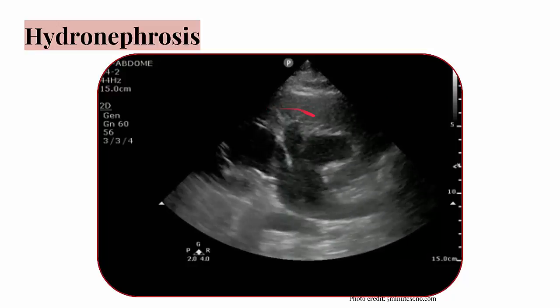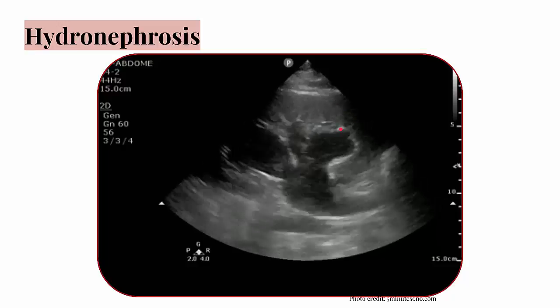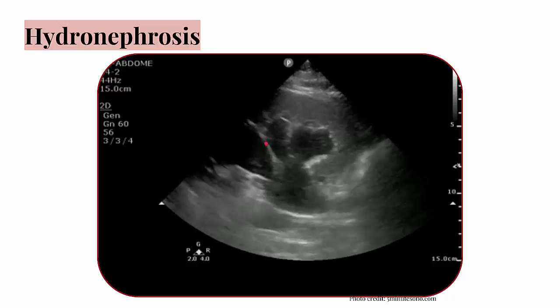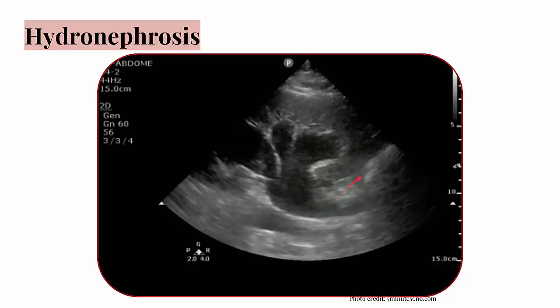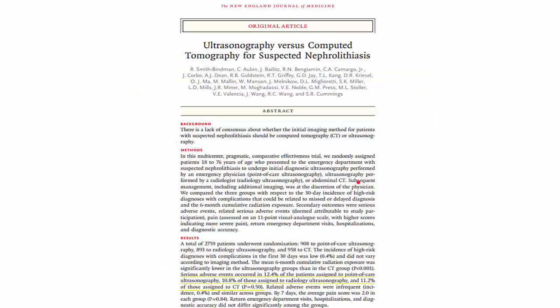So again, you can see they're fanning through the kidney. And you can see here, you've got these large areas. Obviously, the ureter and renal pelvis should not be visible that large. So just how good is point-of-care ultrasound for finding urolithiasis? Turns out pretty darn good.